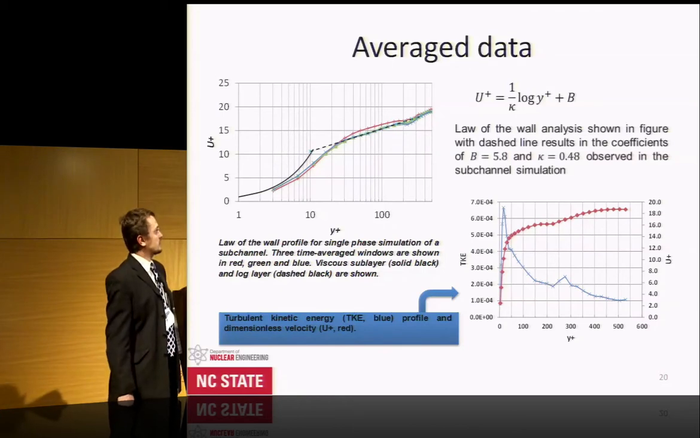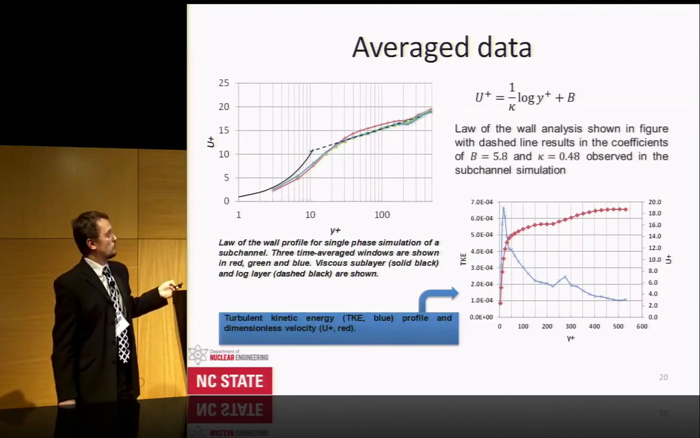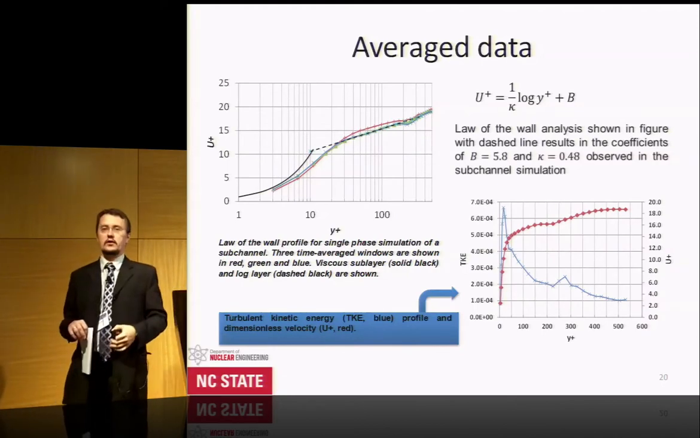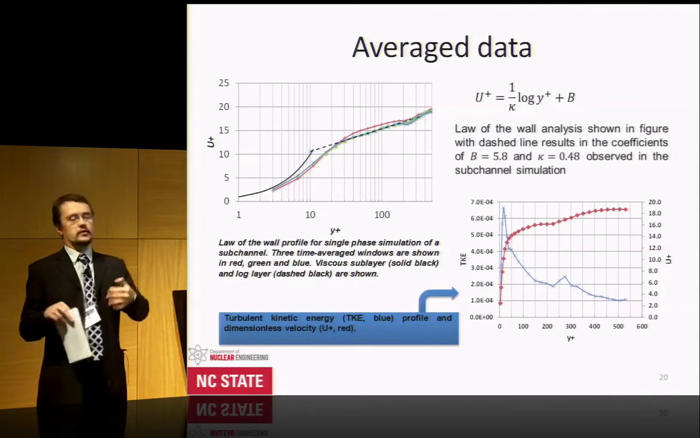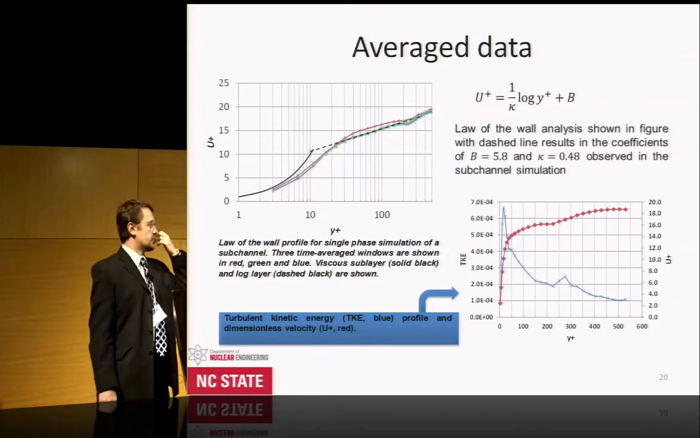So, if we collect something, we can get some statistics. We can compare with correlations. We can extract new values, and this can be used as a coarser model scale, CFD scale, boundary conditions, and other necessary closure laws.